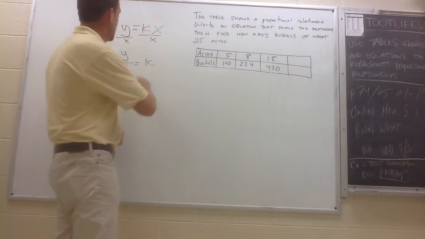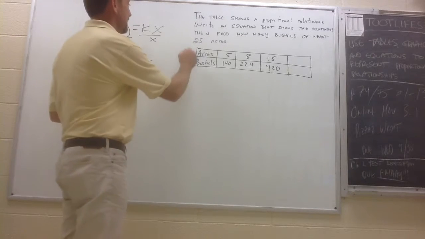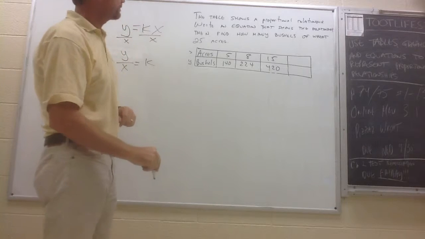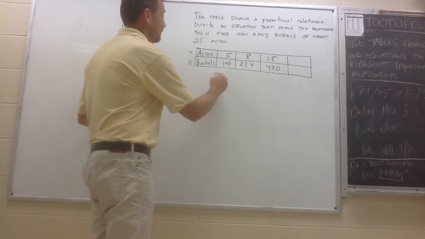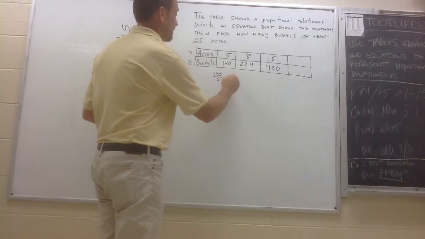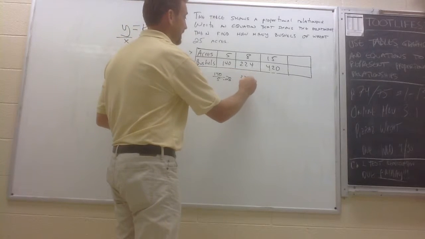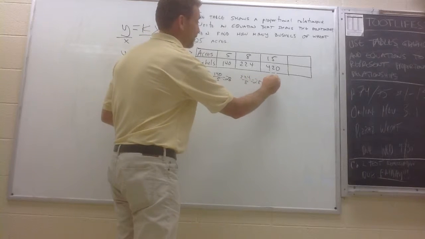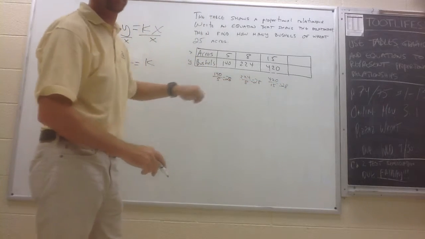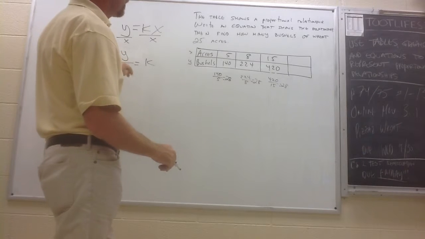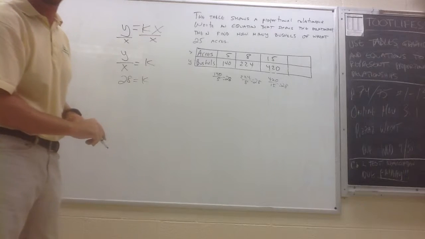Take a look. If we put our y value over our x value, remember when you see a table, x is on top, y is on bottom. Always. So, if we put y over x, if I put 140 over 5, I think we'll get a 28. 140 divided by 5 is 28. And sure enough, 224 divided by 8 is also 28. And 420 divided by 15 is 28. That's that constant ratio we were talking about. So we can say that every time we put y over x, we get a 28. So 28 is our constant of proportionality.